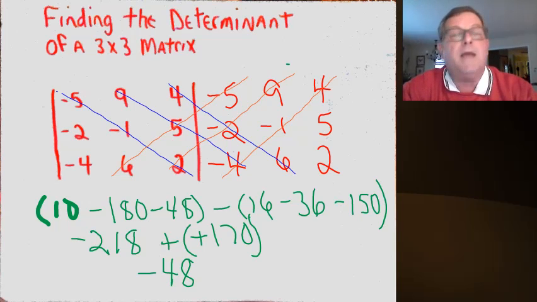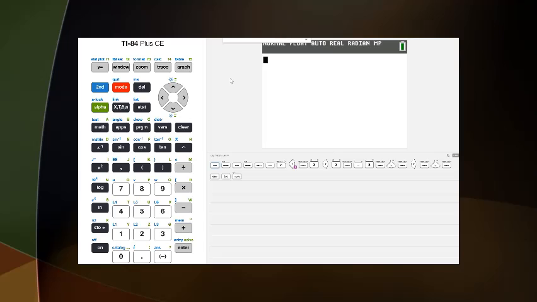Okay, so that's an example of how to do it diagonally. Next, we're going to move towards how we would solve it on the calculator. So now we're going to take a look at finding a third order determinant. We call it a third order determinant because it is the determinant for a 3x3 matrix.